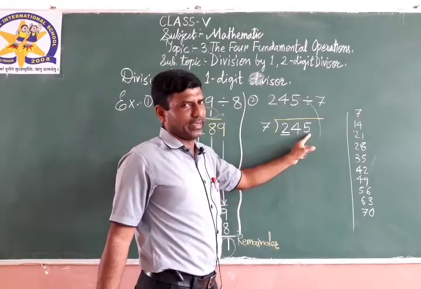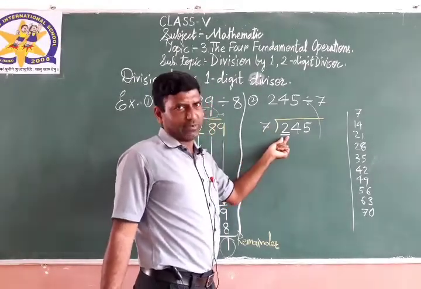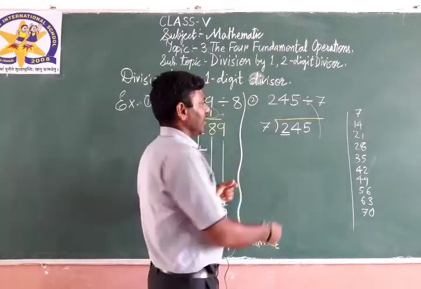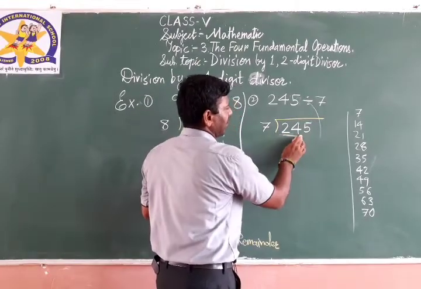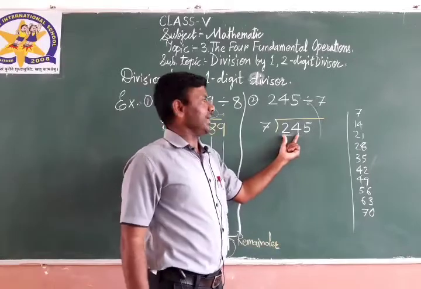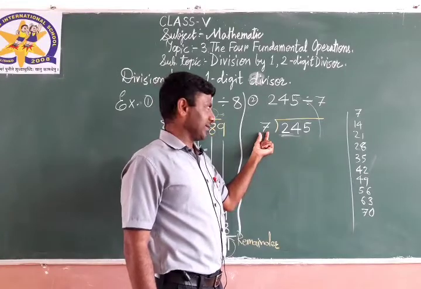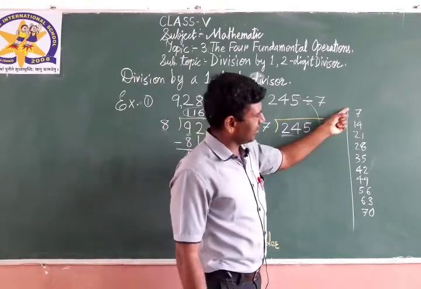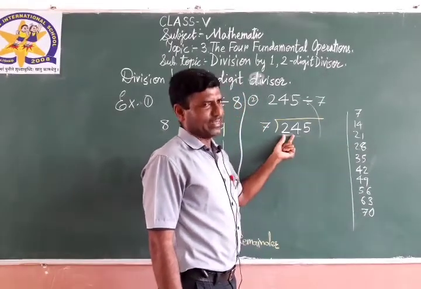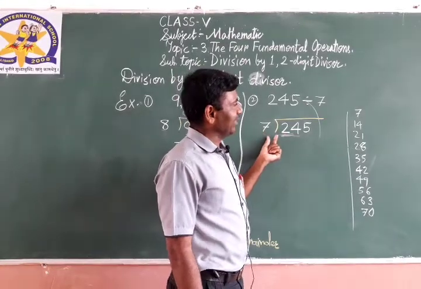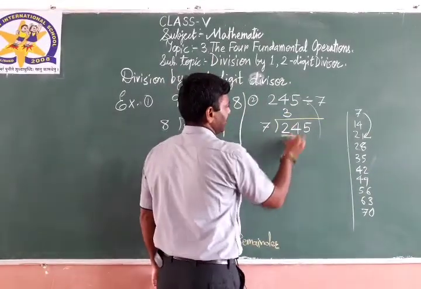Forget 4 and 5. Here 2 and 7, which is greater? 7 obviously. We can't subtract 7 from 2. So what are we doing? In such cases, we will have to add one more digit. Now focus on 24. Now 24 is greater than 7, so we can easily subtract. In the 7 table, 24 is not there, 28 is there, but 28 is bigger than 24. Then 7 3s are 21.